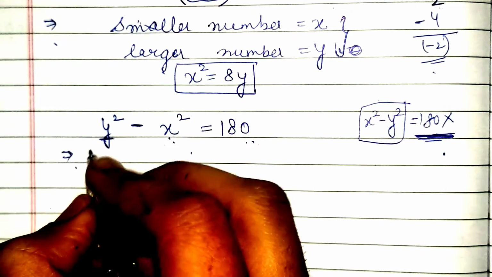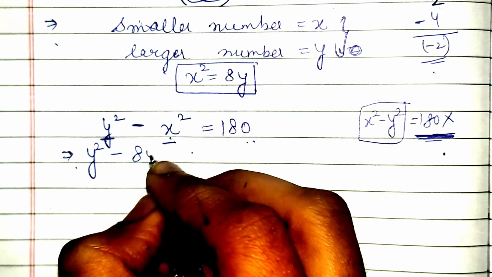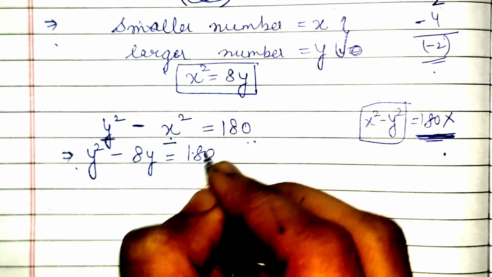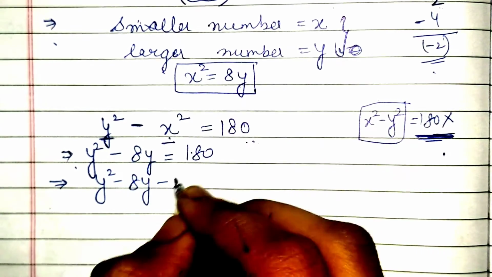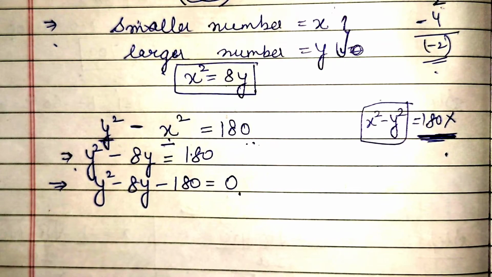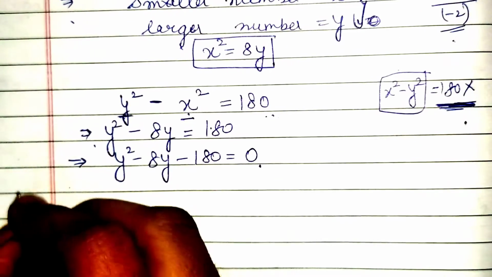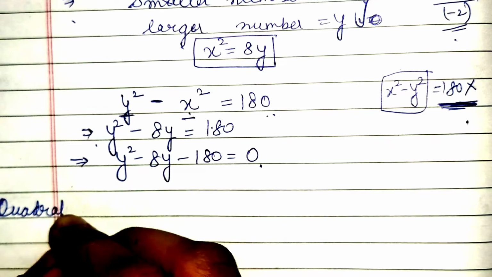So put the values. y square minus x square, where x square is 8y, is equal to 180. Now you can clearly see that your equation has been converted to the quadratic form. Now you have to solve your equation by using the quadratic formula.